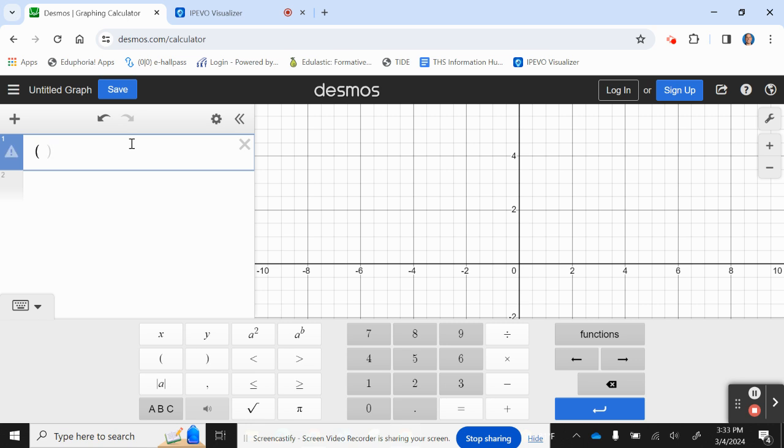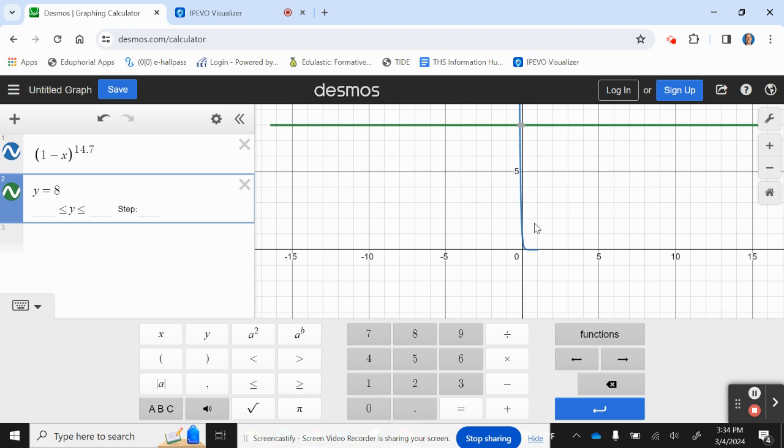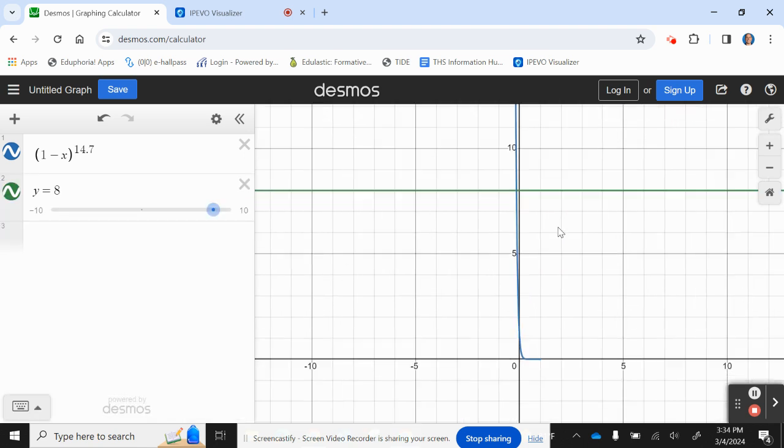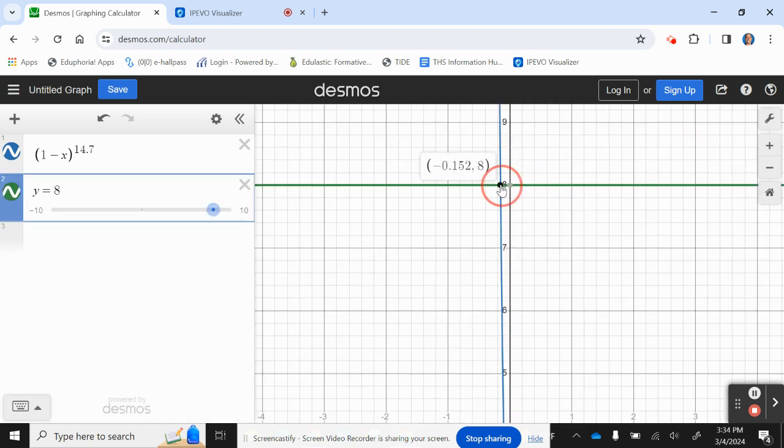So 1 minus x to the 14.7 and y equals 8. We're going to zoom out, find the point of intersection. We're going to zoom out, and then we have to zoom in so we don't click on the y-intercept, but we actually click on the point of intersection. So that is negative 0.152.